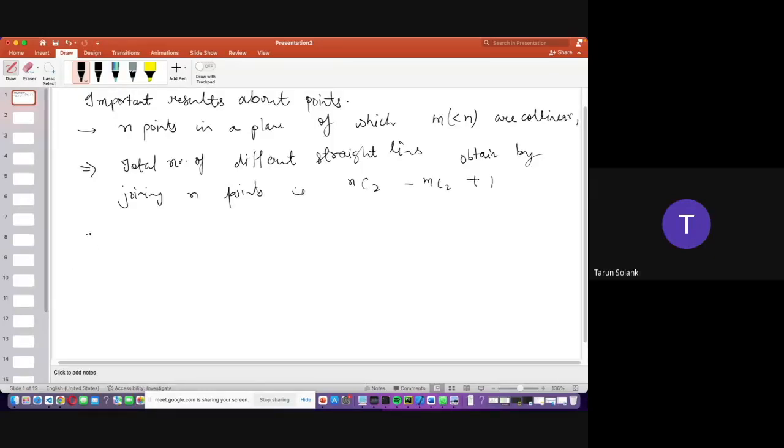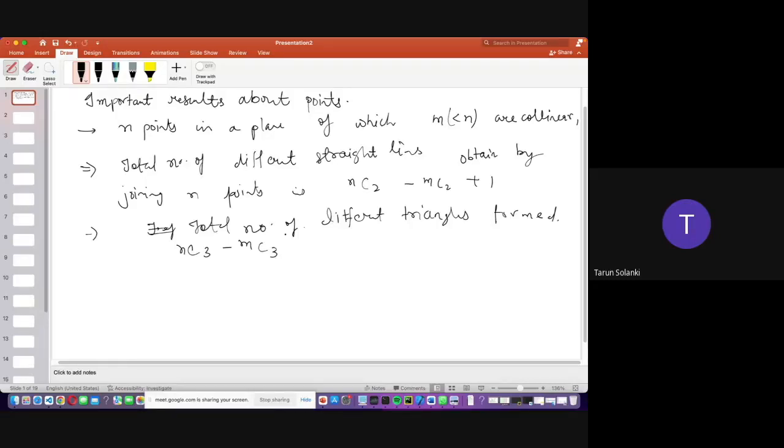Okay, next is the total number of different triangles formed by joining these points, which will be nC3 minus mC3.